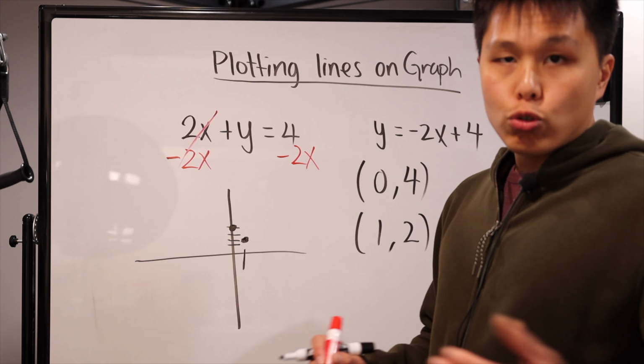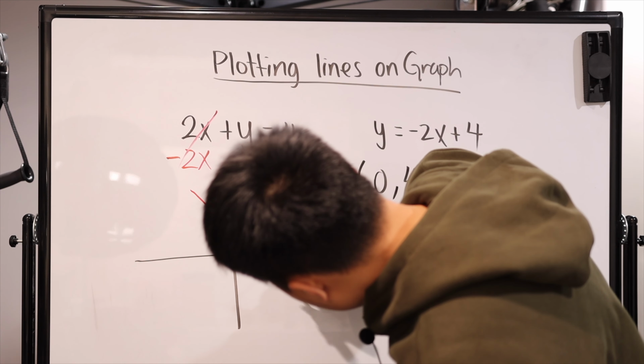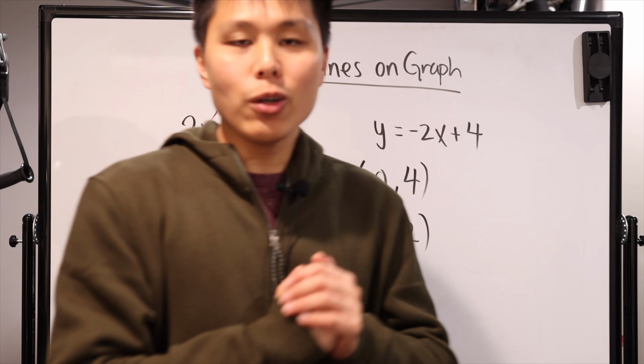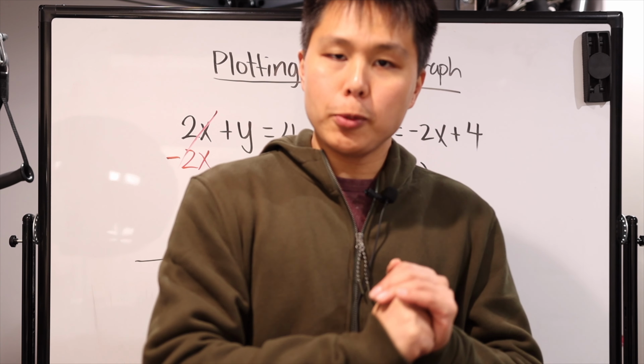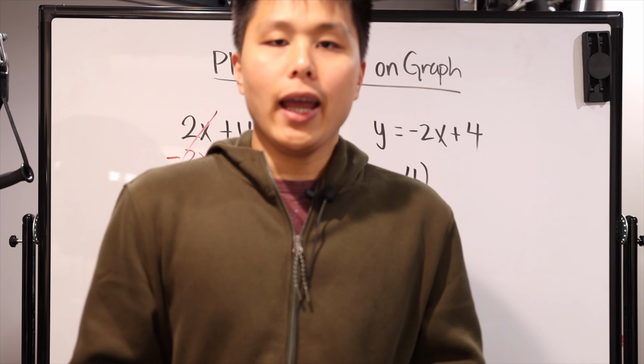And the fourth step is to draw a line that crosses these two, which I'm going to try right there. Boom. That's it. All right, so there you have it. Those are the 4 steps on how you would draw or plot a line on a graph.